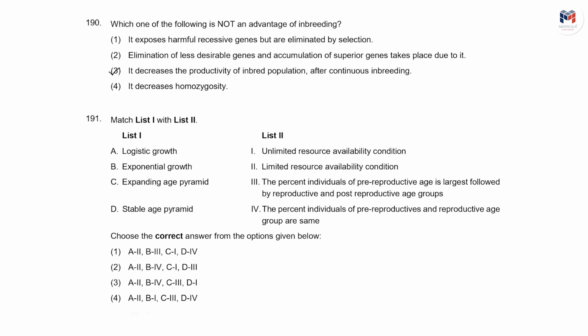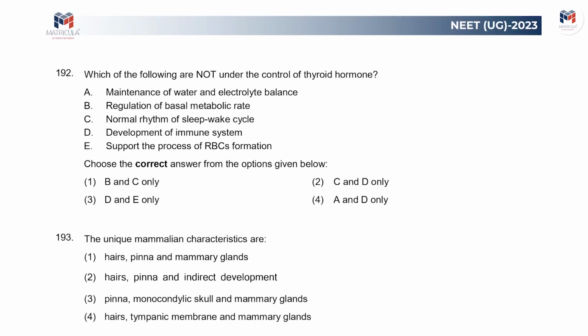Question number 191. Match list 1 with list 2. Choose the correct answer from the options given below. The answer is option number 4. A is matched with 2, B is matched with 1, C is matched with 3 and D is matched with 4. Question number 192. Which of the following are not under the control of thyroid hormone?